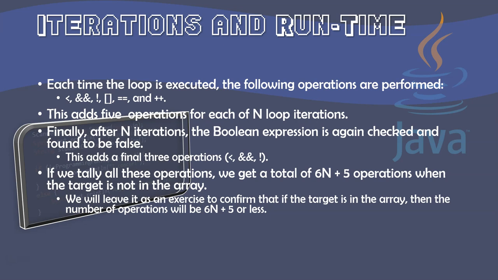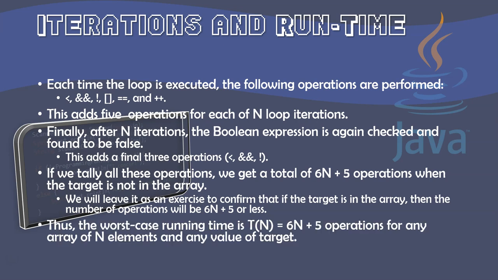Now, we're going to leave it as an exercise to confirm that if the target is in the array, then the number of operations will be 6n plus 5 or less. So let's leave this for later. We'll come back to it. However, the thing we do want to look at right now is our worst case runtime, so the worst possible scenario that we could run into, which is 6n plus 5 operations for any array of n elements and any value of target.